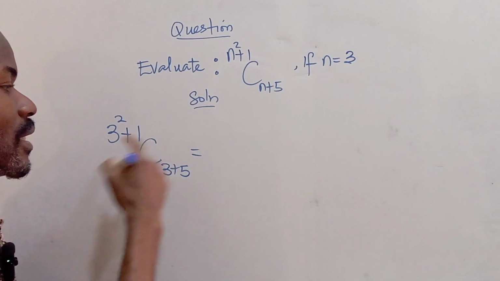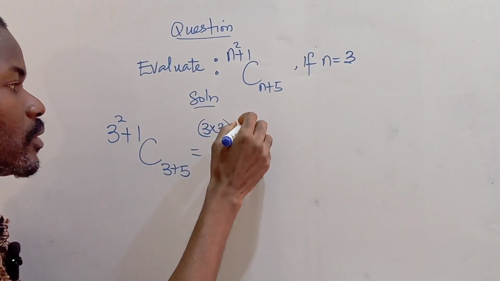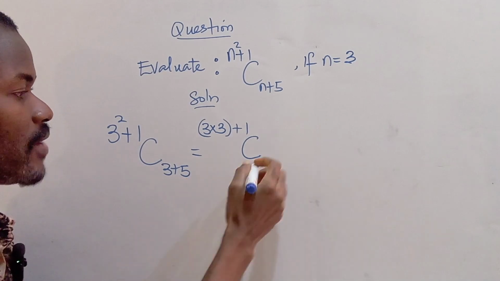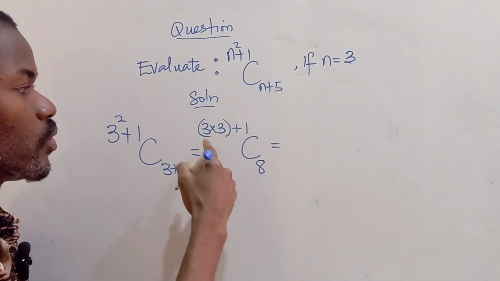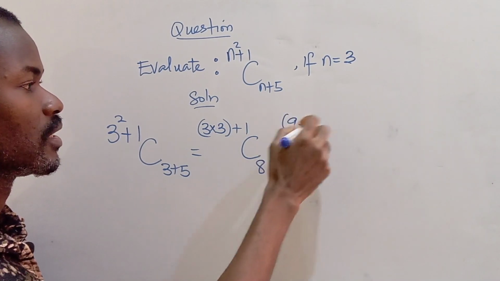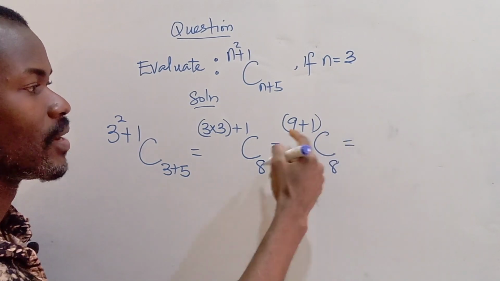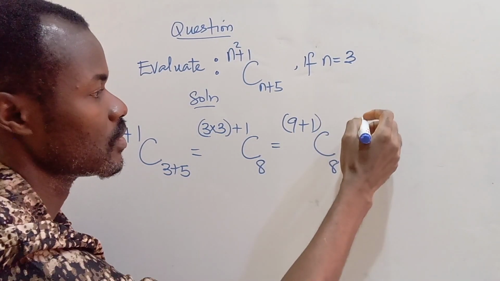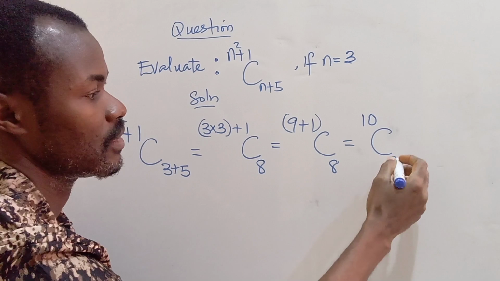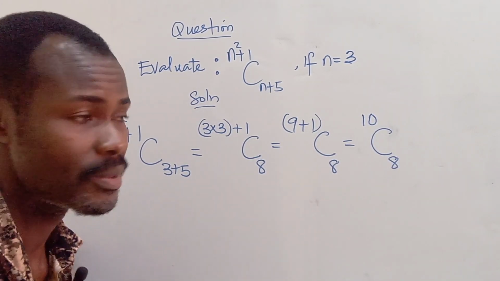So this will give us 3 squared. We know it's 3 times 3, plus 1, combination 3 plus 5, which is 8. We know that 3 times 3 is 9, plus 1. Combination 8. So our 9 plus 1 is going to give us 10, combination 8.